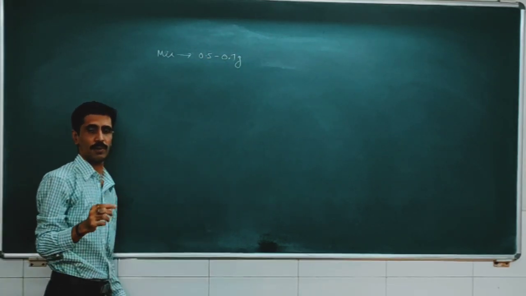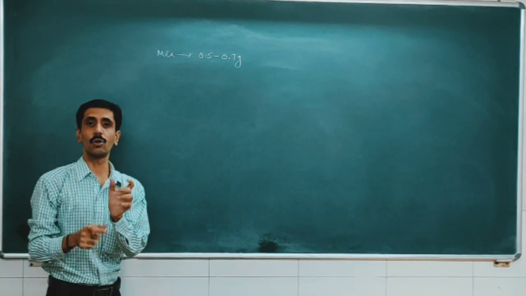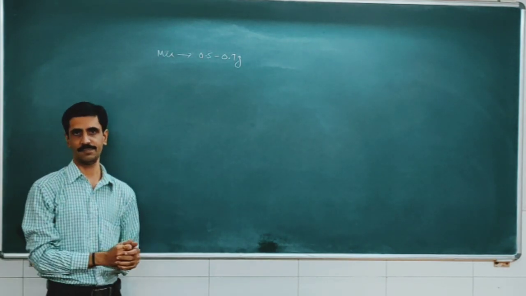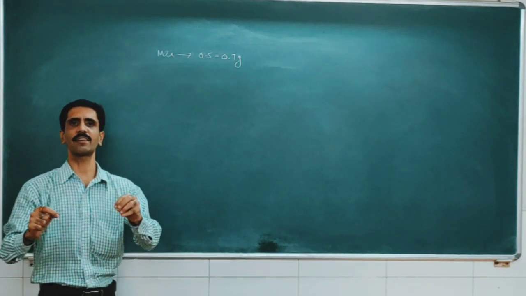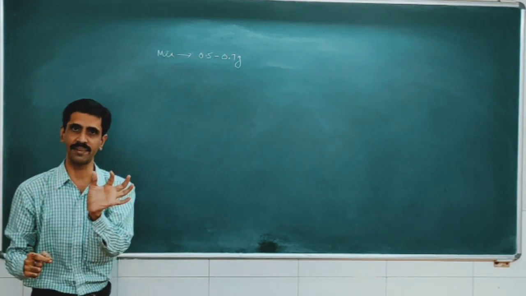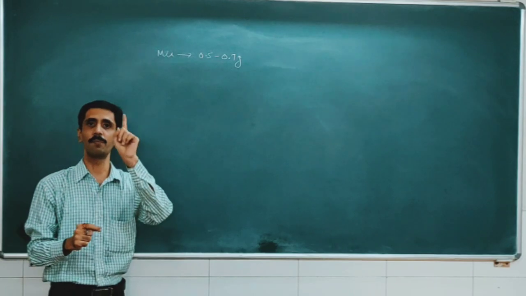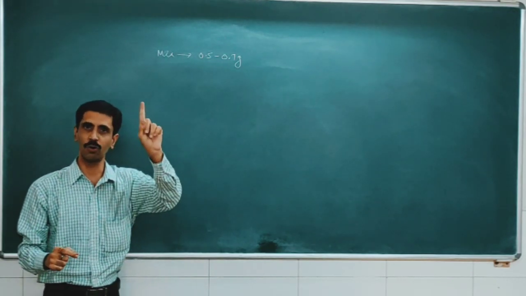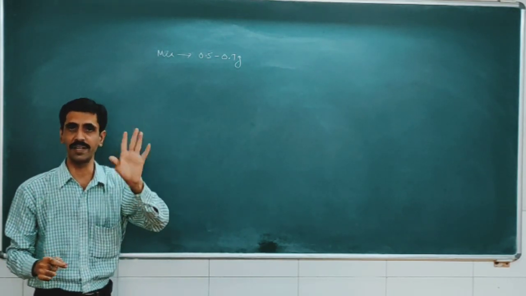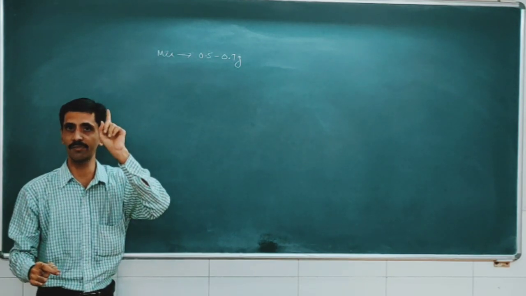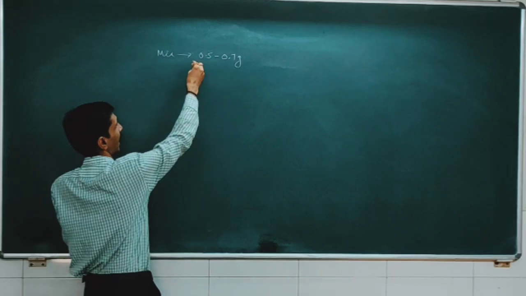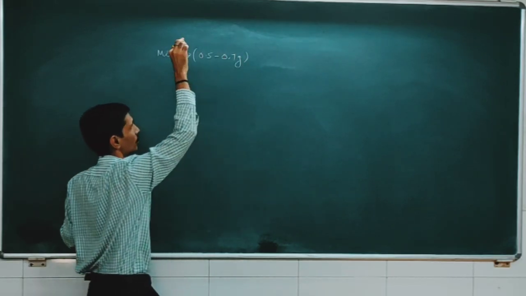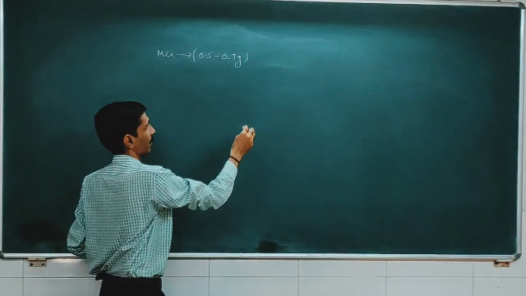Whatever mixture you take, you are going to record that weight. Please keep this in mind. Suppose you are taking 0.653, please note that down, because finally we are going to find out the percentage purity. So we require the accurate weight of the mixture. But it has to be in the range of 0.5 to 0.7 gram.